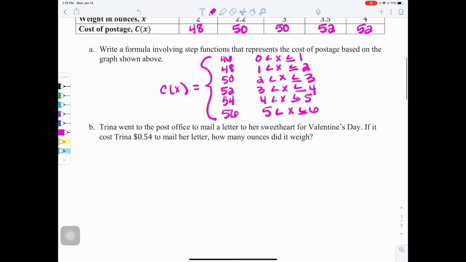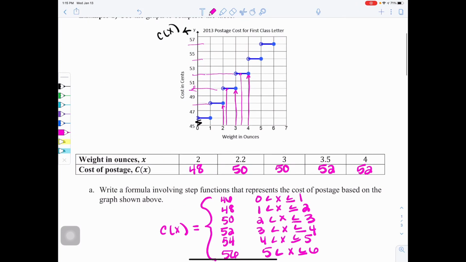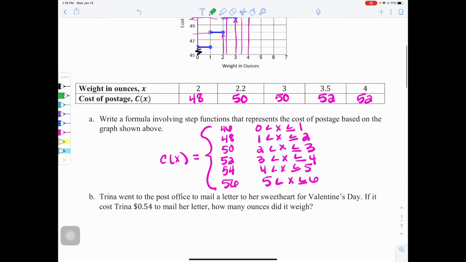In part B, Trina went to the post office to mail a letter to her sweetheart for Valentine's Day. If it cost Trina 54 cents to mail her letter, how many ounces did it weigh? So you have two ways you can look at this. You could go back up and look at the graph, find 54 cents, and follow it over. But the problem is that it could be any of those. So we have to make sure we answer like that when we answer the question.